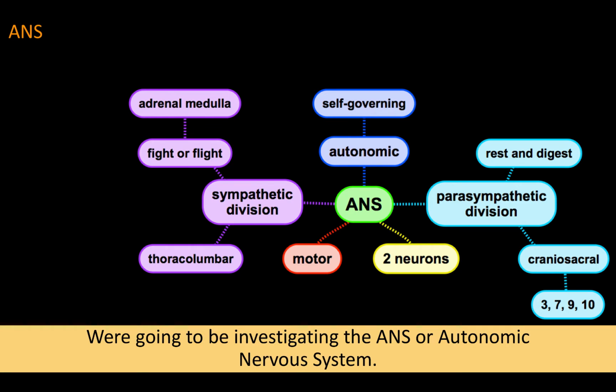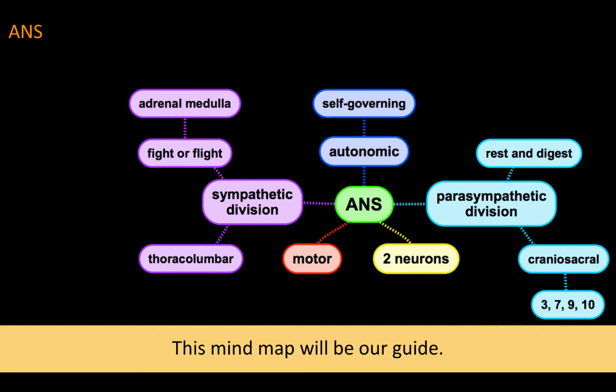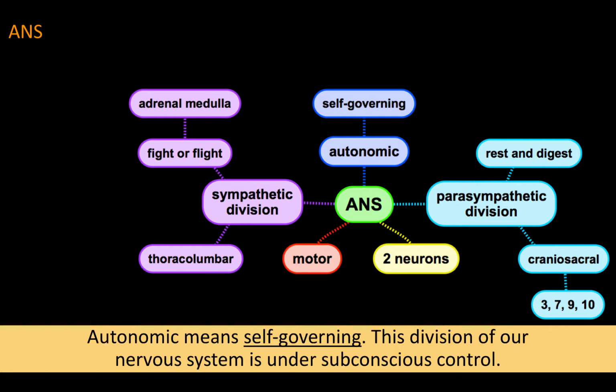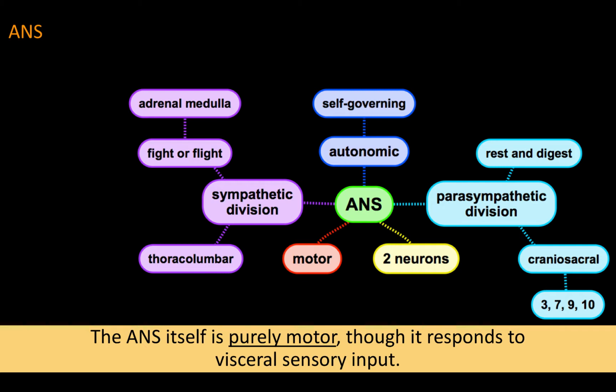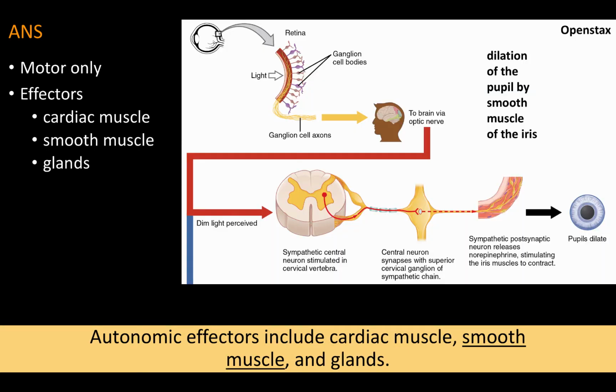We're going to be investigating the ANS, or Autonomic Nervous System. This mind map will be our guide. Autonomic means self-governing. This division of our nervous system is under subconscious control. The ANS itself is purely motor, though it responds to visceral sensory input. Autonomic effectors include cardiac muscle, smooth muscle, and glands.